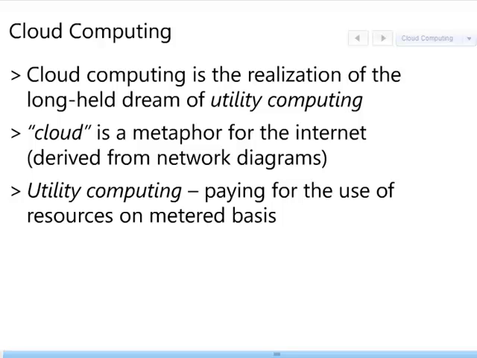Now let's understand from where this term cloud came from. So it is nothing but a metaphor of the internet. If you look at various network diagrams, internet is always shown as a cloud which is a medium between two or more entities. And as we discussed, utility computing is paying for the use of resources on a metered basis. So the moment you start using a particular resource, the meter is on. It captures the reading of the usage and then you are charged on the basis of the usage.